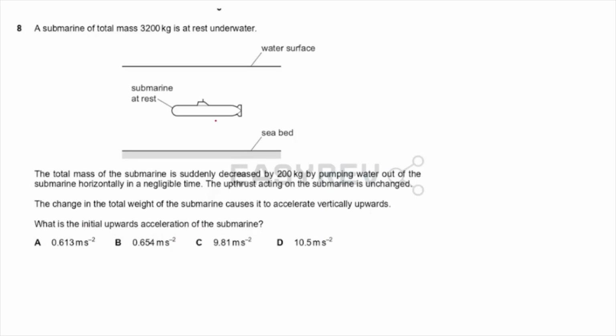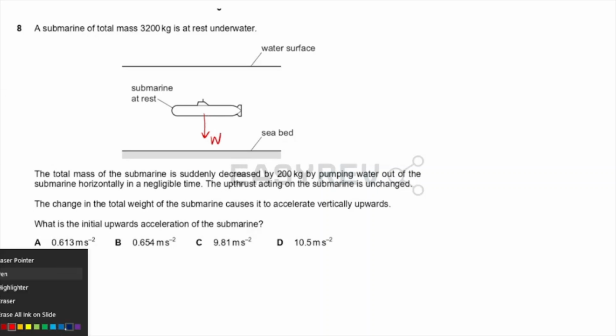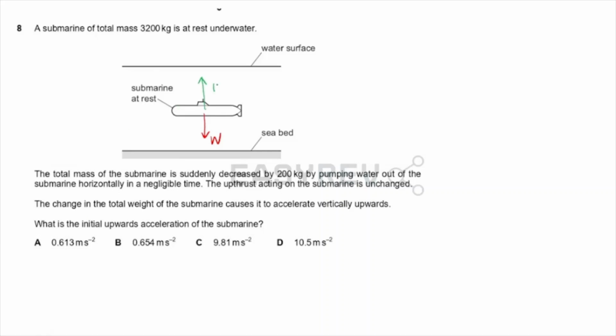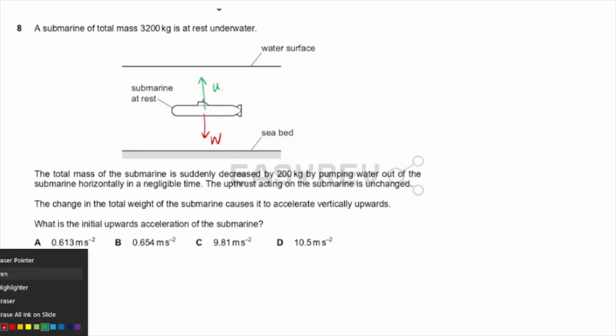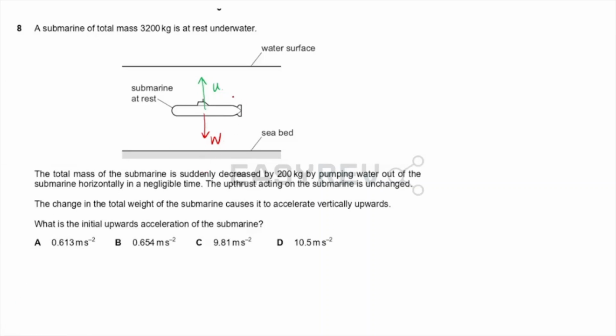Now, here it's a matter of knowing what forces are acting on the submarine while it's accelerating vertically upwards. If you look at just the vertical forces, there would be the weight that would act vertically downwards, and then you have the upthrust that would act vertically upwards. So something like this. Now, in this situation, we should first calculate the upthrust and then we can work towards what the weight is. We're told that even if the submarine's mass changes, the upthrust doesn't change. So the upthrust is created when that submarine is at rest underwater with the original mass of 3200 kilograms.